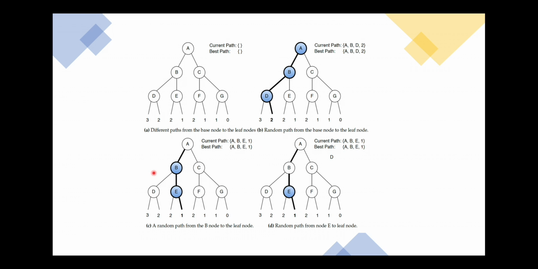Next time we again go one level down and start from E, and let's say we again find the same path as the previous one, and therefore we don't update it. This is the same as the previous one.